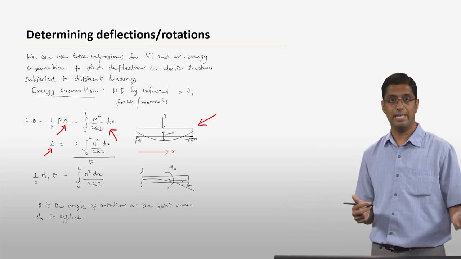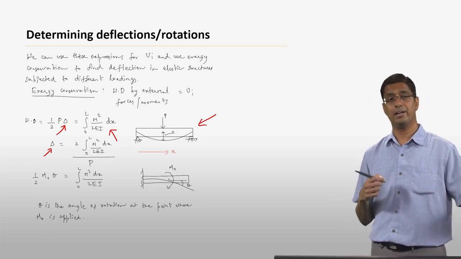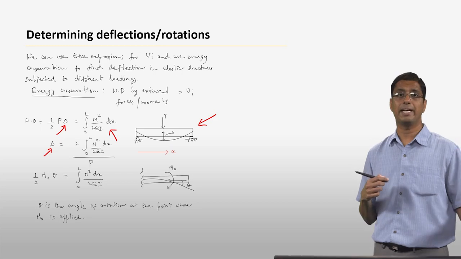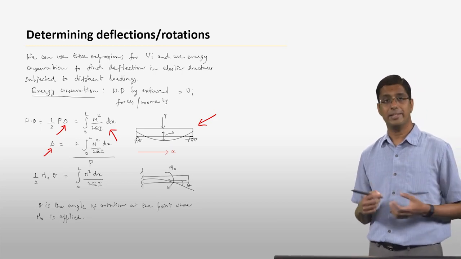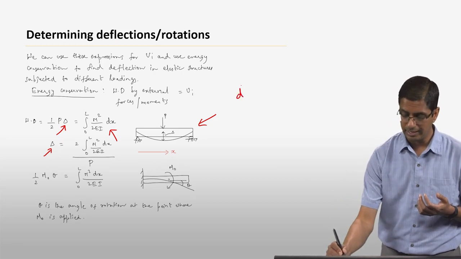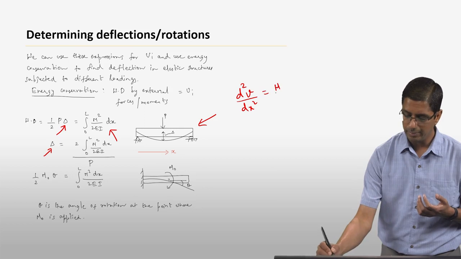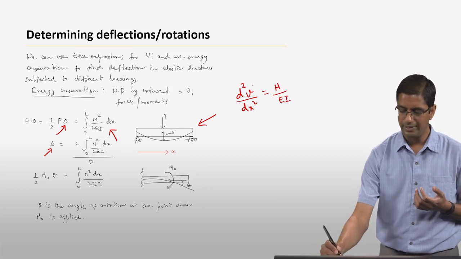Okay, so that is a completely new way of finding deflections. If you recall what you would have done in your solid mechanics or mechanics of materials class, you would essentially use the moment curvature relationship. So you would have used this relation, something like d squared v over dx squared equal to M over EI, okay, where v is the deflection.